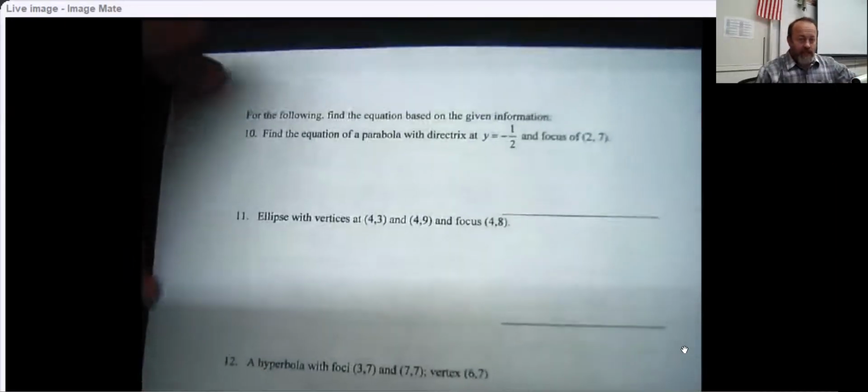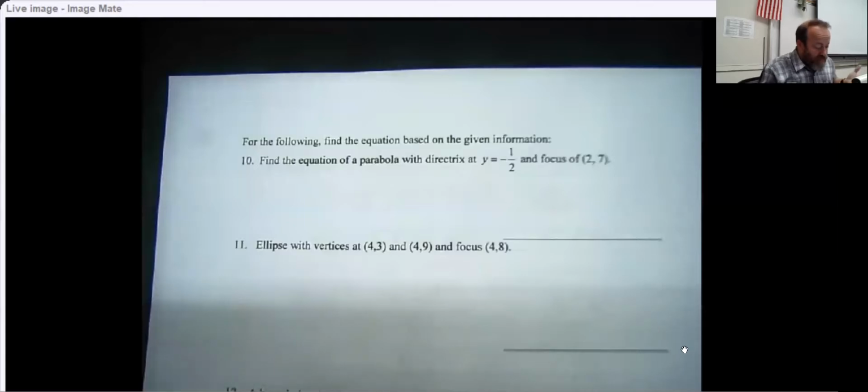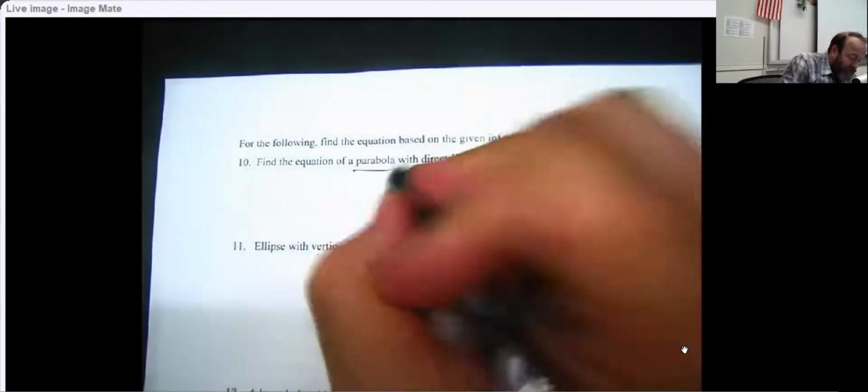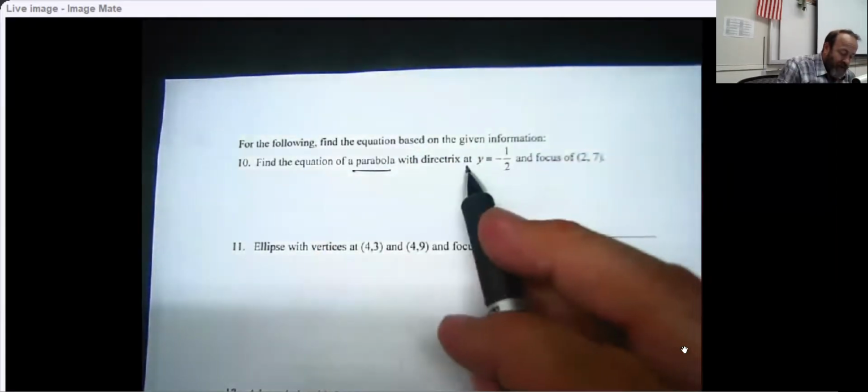Now, number 10 isn't just asking you to name it, it's actually finding it. So we definitely know we have a parabola, and we have a given directrix and a focus. Okay, well, that's awesome. So we have a horizontal line as my directrix. We now have 2, 7, which is actually above it. 2, 7 is going to be my focus. So I do know that the parabola has to be opening up.